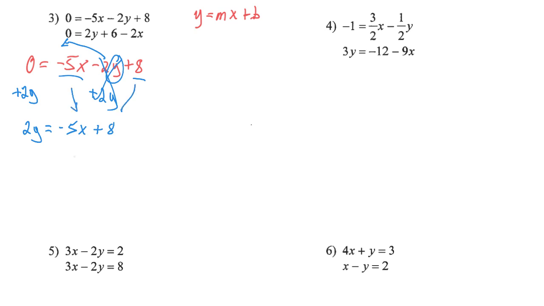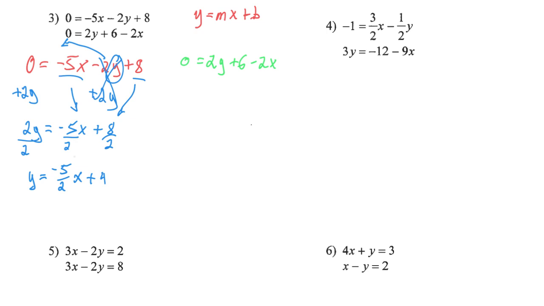All right, so those two just drop down. And then you need to get the y by itself, so divide everything by 2. And then you have y equals, the negative 5 over 2 does not simplify, so just write it as a fraction with your x. 8 divided by 2 makes 4. So now I've got that one solved for y.